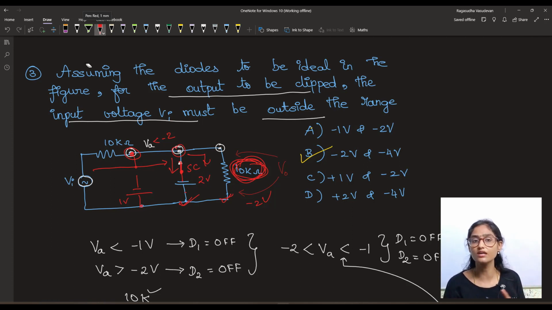When both these diodes are off, you will be able to get the share of Vi on the load. So this happens in which range? In this range.